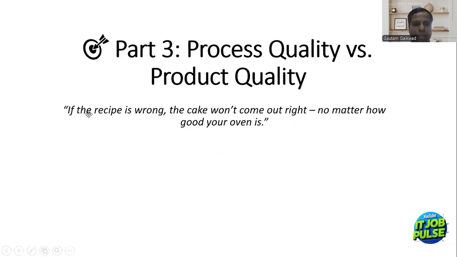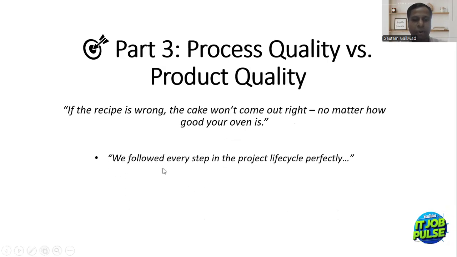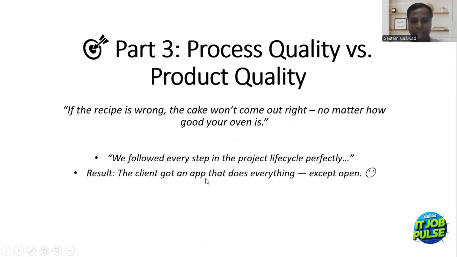So if the recipe is wrong, the cake won't come out, no matter how good your oven is, right? So the recipe is really important. Without a recipe, you cannot have a good cake, okay? And it's not about how good the oven is, it's about the recipe altogether. We followed every step in the project life cycle perfectly, and the result is the client got an app that does everything except open. So a lot of times we hear that we are doing all the things, we are following the process, but in the real world, it does not work that way.